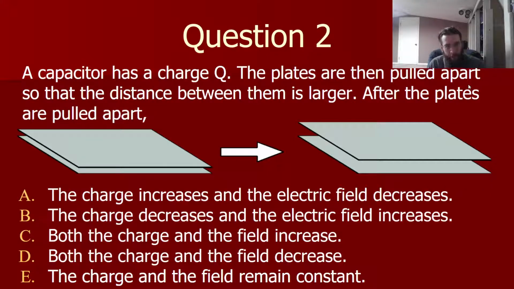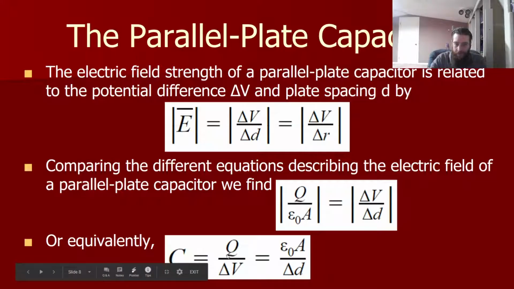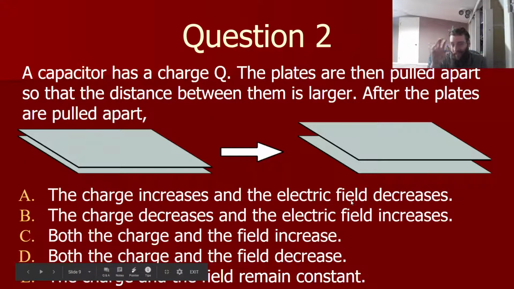A capacitor has charge Q. The plates are then pulled apart, so the distance between them is larger. After the plates are pulled apart, what happens? Well, if you look back at this, it says that it has a charge Q. Then we increase this distance. What happens to it? Well, the charge increases, the electric field decreases, the charge whatever.